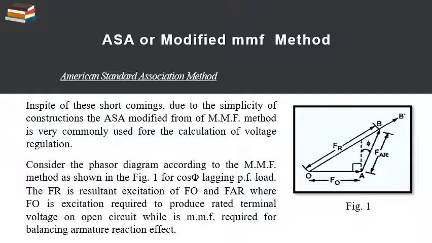FR is our resultant vector. It is obtained from the combination of FO and FAR. So FO, what is FO? FO is the excitation required to produce rated terminal voltage on open circuit, while FAR is the MMF required for balancing the armature reaction effect.